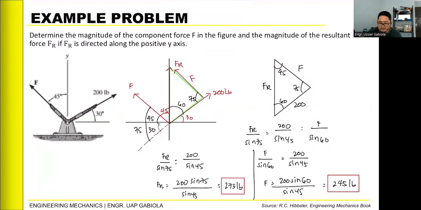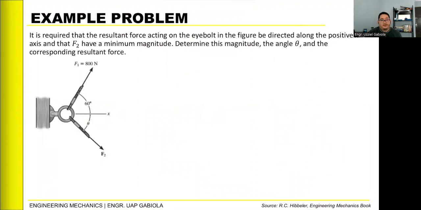Okay? Then moving on with the last one. Okay? So it is required that the resultant force acting on the eyeball in the figure be directed along the positive x-axis and the F2 have a minimum magnitude. Determine this magnitude, the angle theta, and the corresponding resultant force of the given. Okay? So meron tayong eyeball. Ito yung eyeball natin. Then meron tayong two forces. Yung kailangan daw yung resultant natin is directly to the x. No? So, draw lang natin yung figure.